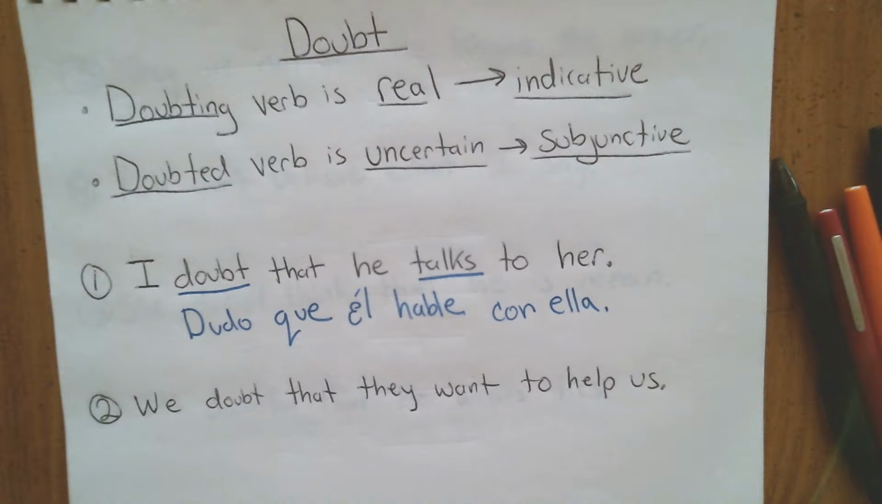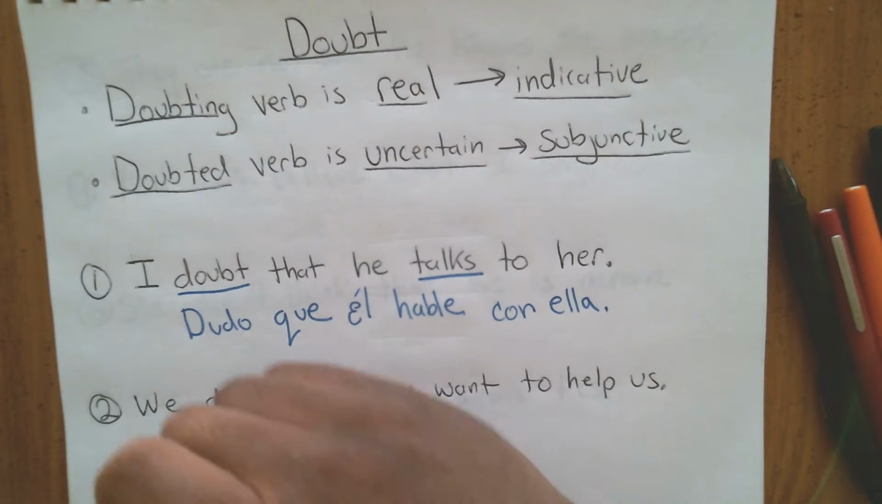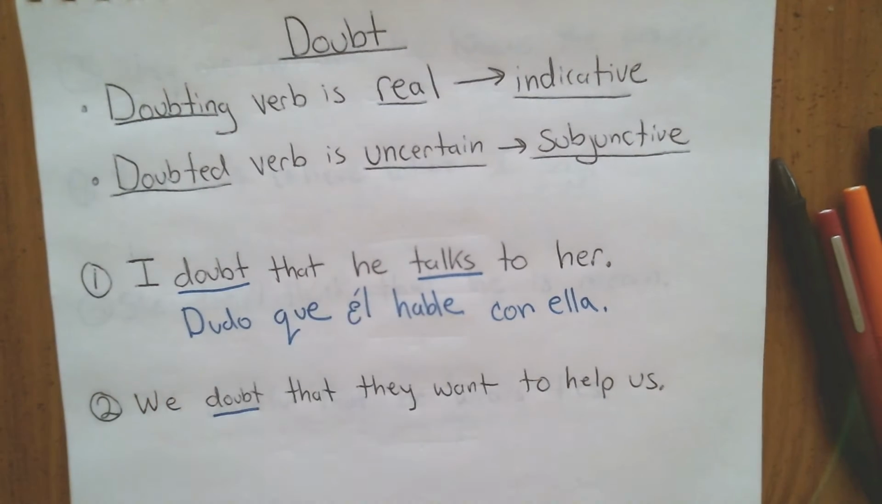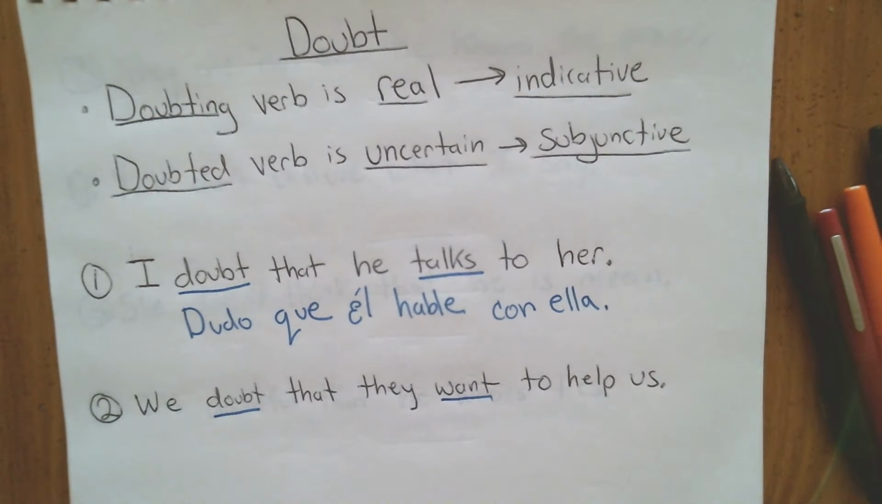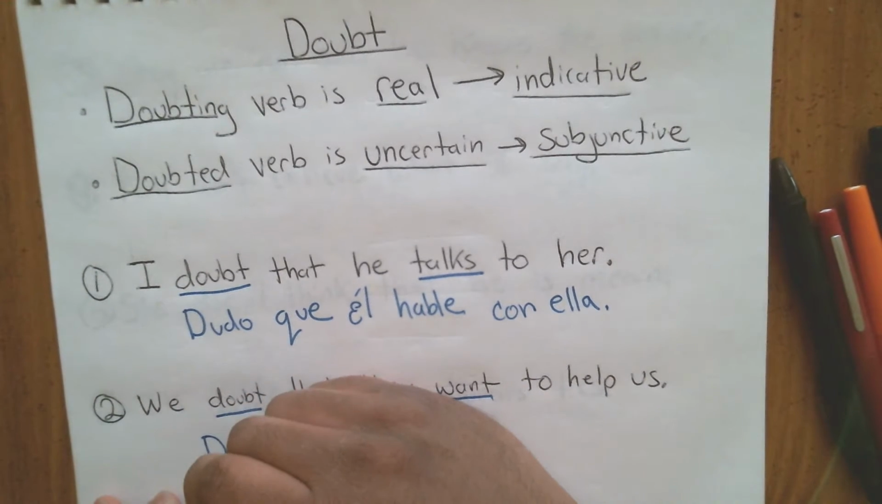How about this one? We doubt that they want to help us. Do we have a verb expressing doubt? This one's pretty simple too. We doubt. The word doubt there is the verb that is expressing doubt. But what verb are we doubting? We are doubting whether or not they want to help us, because want is a verb. And so this one is expressing uncertainty as well. And so you would say we doubt is just dudamos.